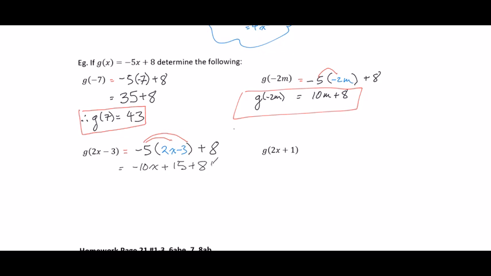Now, we must collect like terms here. Because 10x has no like terms, we just leave it, negative 10x. But we have 15 and 8. 15 plus 8 gives us 23. And we're going to put plus 23. So therefore, g of 2x minus 3 is just equal to this final simplified form.